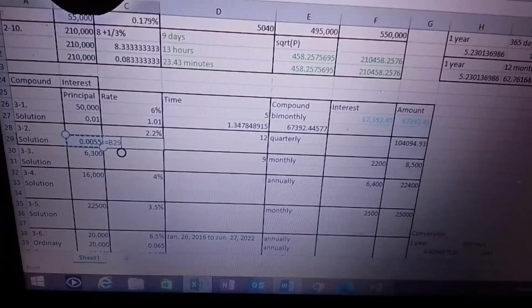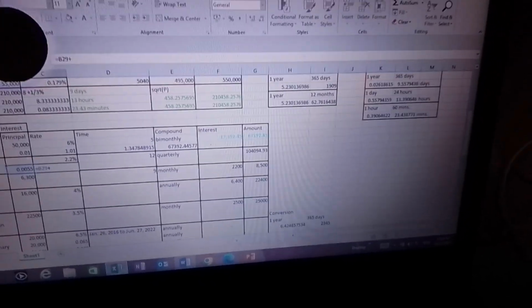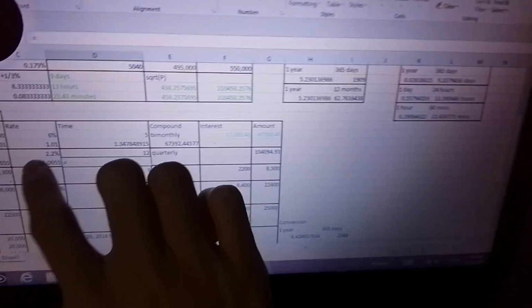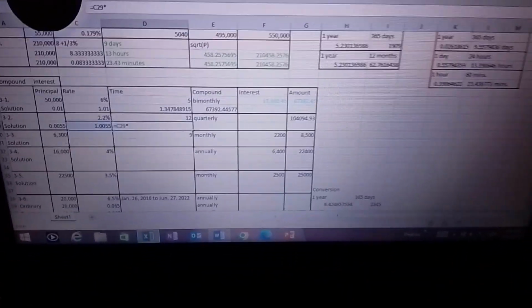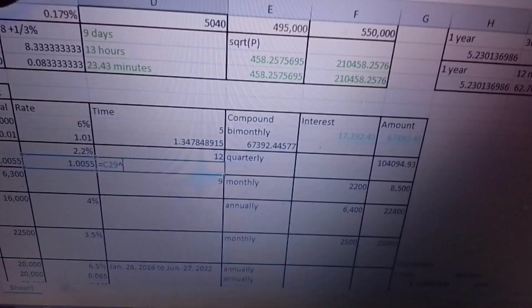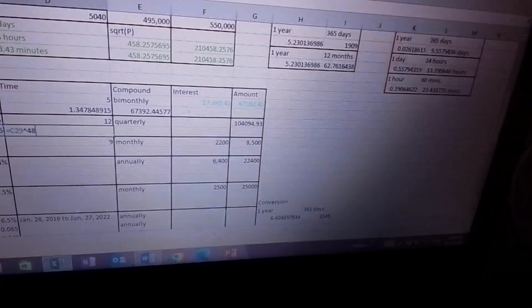Next, you're going to have to add 1. Why add 1? Because remember that's the next step. Add 1. You get 1.055. Next, in this step, you raise that to the C times T power. So 12 times 4. Quarterly means 4, and 12 years. So that's being raised to the 48th power. You should get this answer of 1.3.